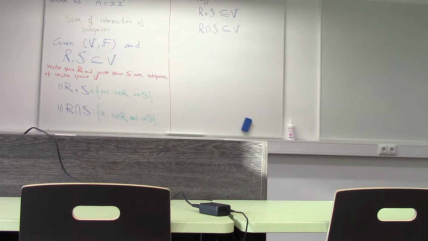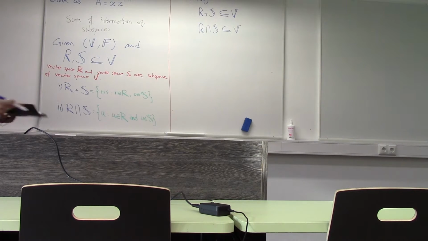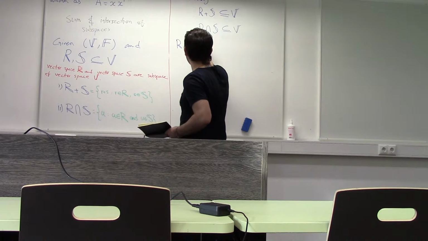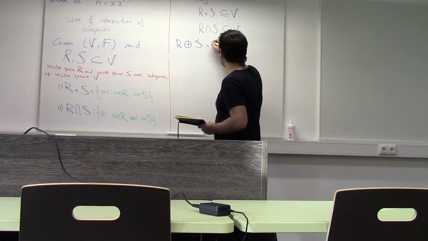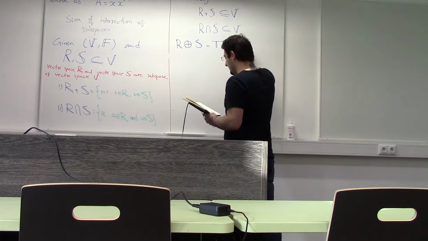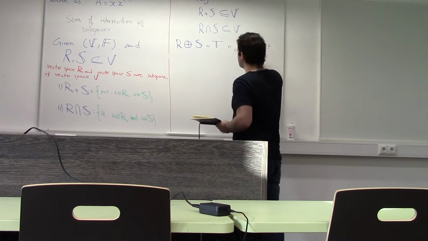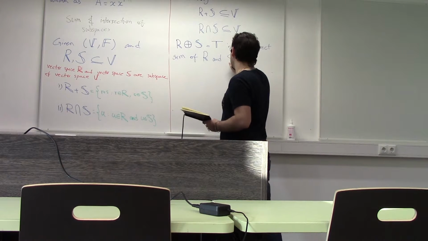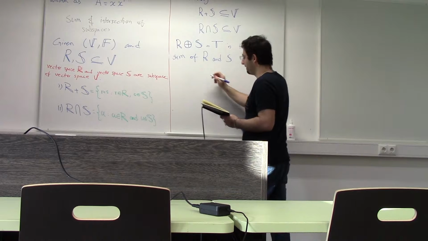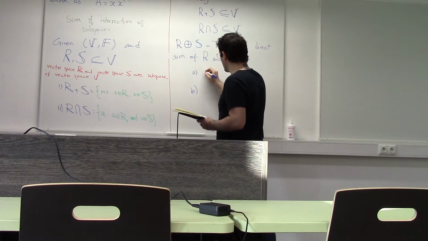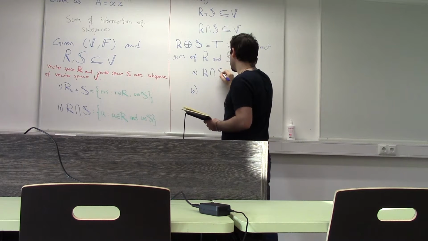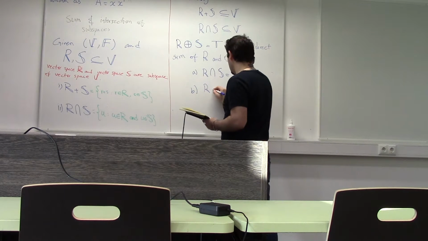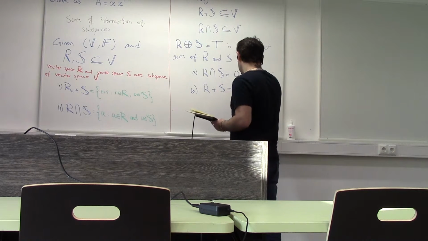So now we are defining something which is called direct sum. T is the direct sum of R and S if you have two conditions: R intersected with S is 0, and R plus S is T.